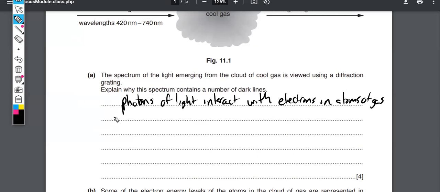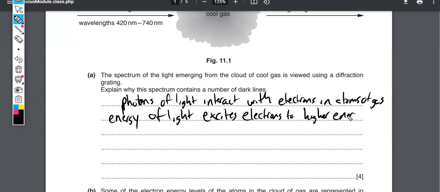Okay. So the energy of the light excites, or promotes, or advances, some verb that means the same thing, excites electrons to higher energy levels. The difference in the energy levels has to be equal to the energy of the photon. The energy of the photon equals the difference in the energy levels.